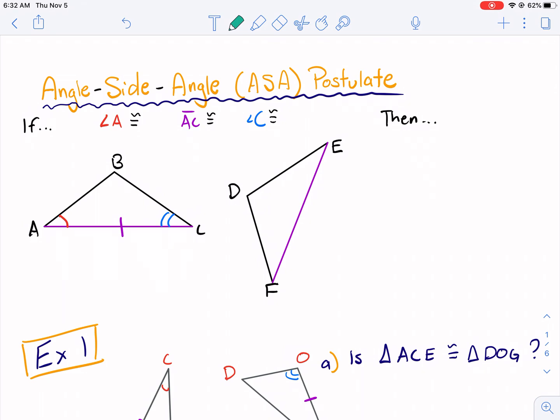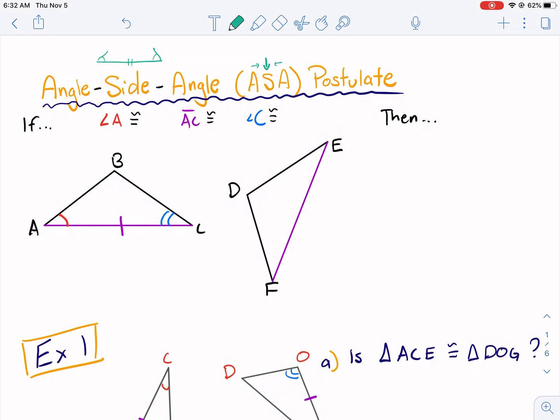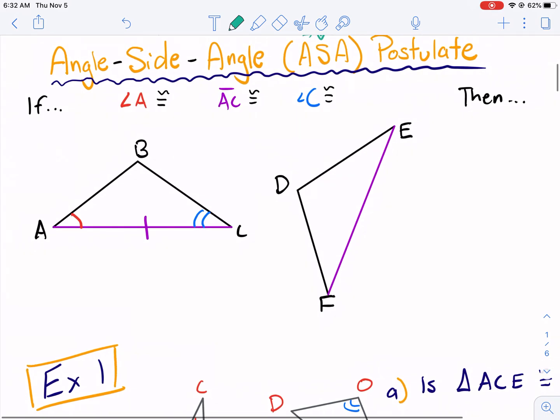Now, it's really important to consider that this side needs to be sandwiched between these two angles. So if we have two angles, there and there, the side is in between those two angles. Just as the ASA sandwiches the S in between the two A's, so the side needs to be sandwiched between the two angles. So let's break this down here.